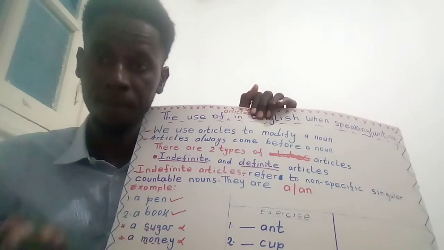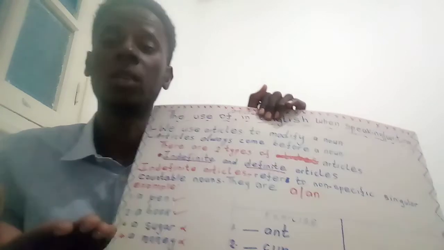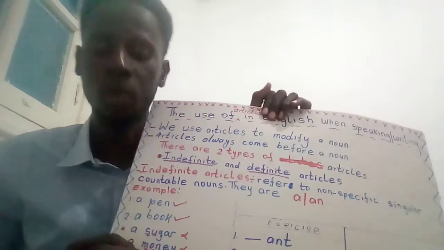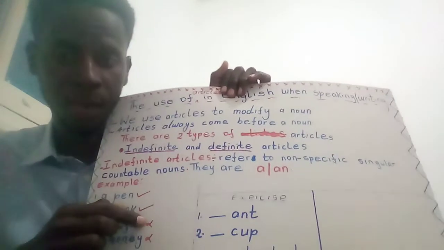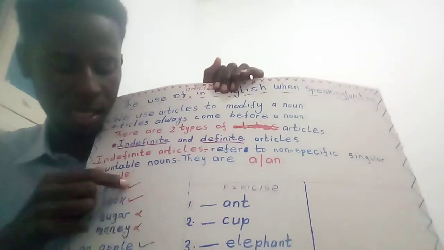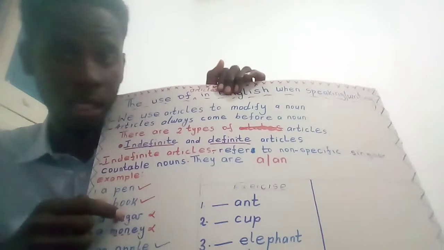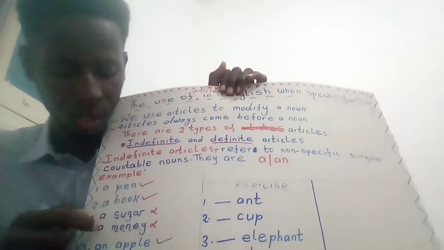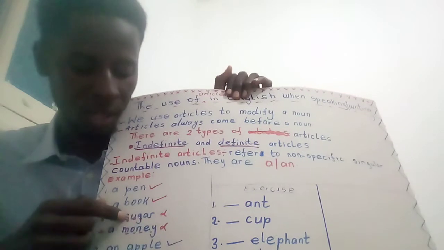Money, we talk about money. Money also is an uncountable noun, so you cannot say a money. So these other two are obviously wrong. This is why I put a wrong X and mark them wrong. A pen, correct. A book, correct. But a sugar isn't correct. A money isn't correct. I hope that part is clear.